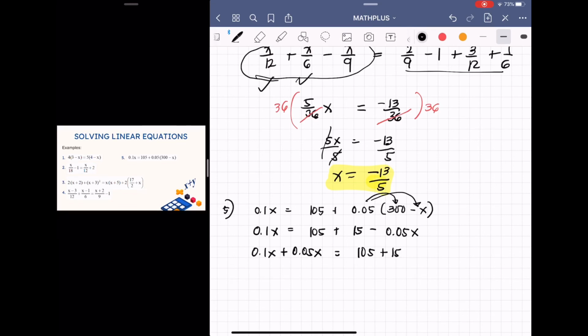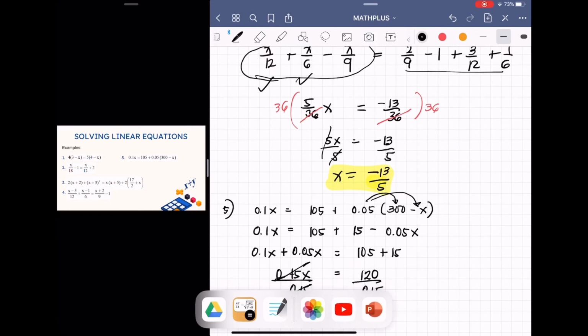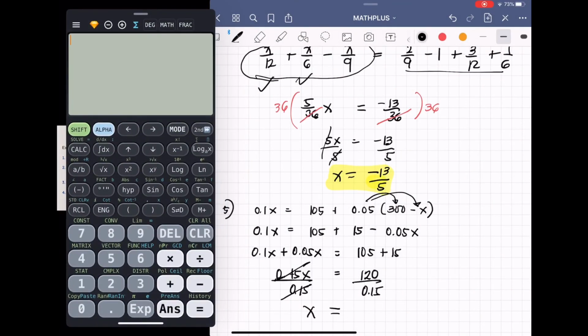So simplifying each side, you get 0.15x, that's 0.1 plus 0.05, equivalent to 120. We divide both sides by 0.15 to get x. So this will be cancelled. We'll have x equivalent to, let's get our calculator for this, 120 divided by 0.15. Our answer is 800.